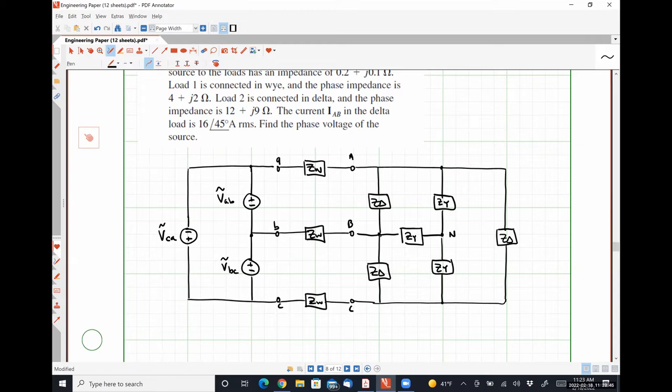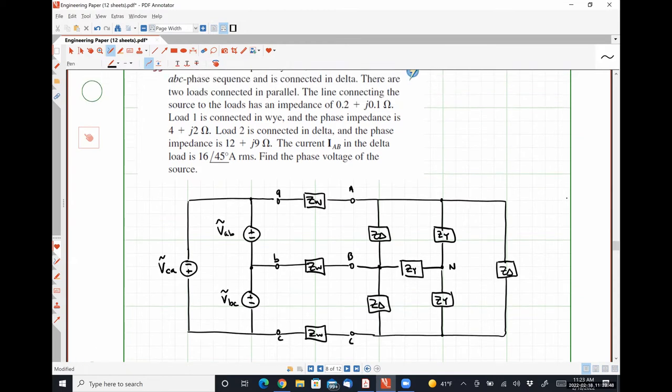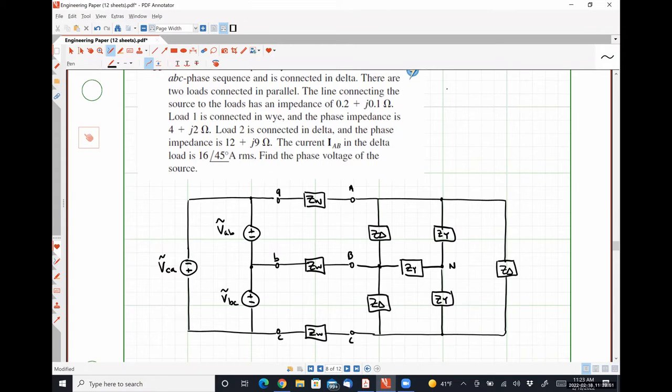All right, so let's write down our known quantities here. We have an impedance ZW that is 0.2 plus j0.1 ohms. We have an impedance Z delta, which is 12 plus j9 ohms. And we have an impedance, I'm going to call it ZY1. It's going to be obvious why in a couple of minutes. That is 4 plus j2 ohms.